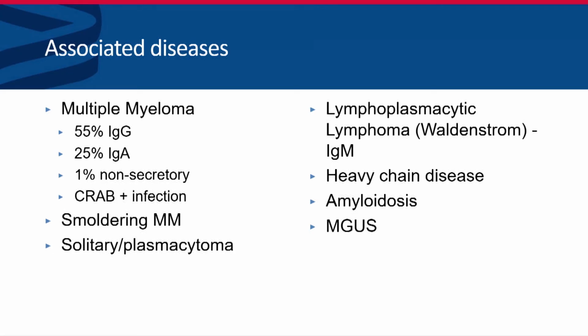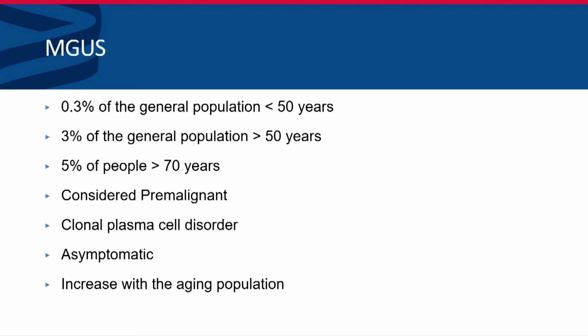But again, with hyperviscosity syndrome, 50% of these patients will have that, whereas only 2 to 4% of people with IgG and IgA will have hyperviscosity syndrome. So it just tells you, heavy chain disease, it's there, but it's incredibly rare in amyloid as well.